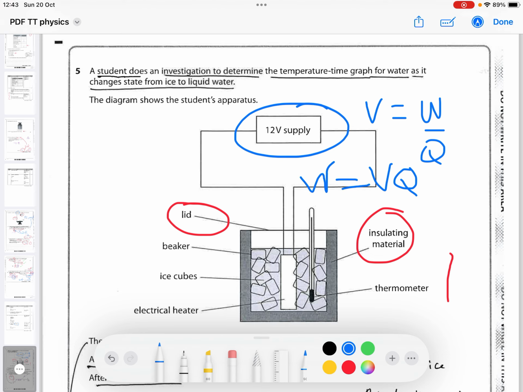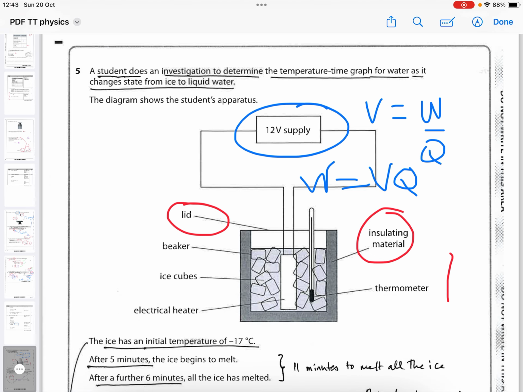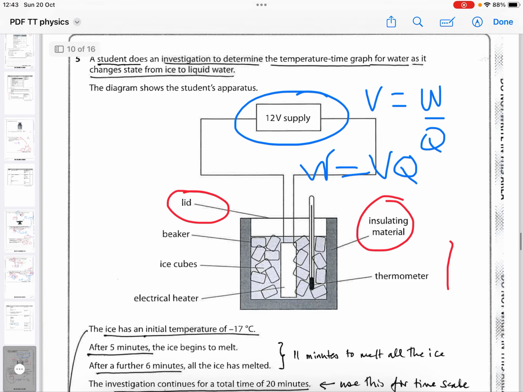Now, this is very common, and this is a common question for higher level students that they need to realize. Whenever you've got a voltage, it's the amount of energy that's supplied per unit charge. So the work done is electrical on the ice, and the heat then transfers through the electrical heater by conduction to the ice. That's why it's useful doing Unit 4 and 5 together in this topic test.